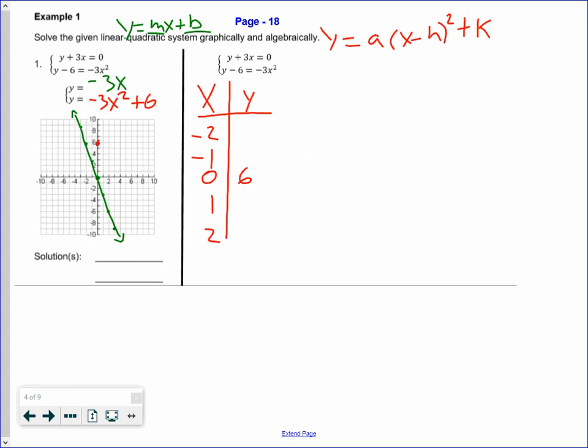So what I'm going to do is plug in these x values into my equation. So if I plug in 1 into the equation, I get y equals -3 times 1 squared plus 6. 1 squared is 1. 1 times -3 is just a -3 plus 6 gives me a +3. So if x is 1, we get a +3. So we can go ahead and plot that at 1, 3.